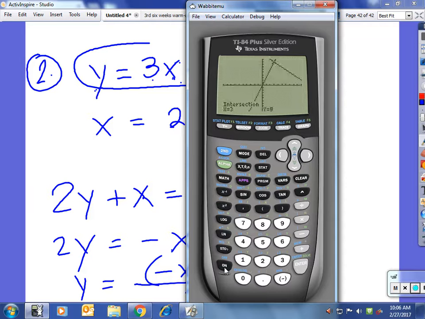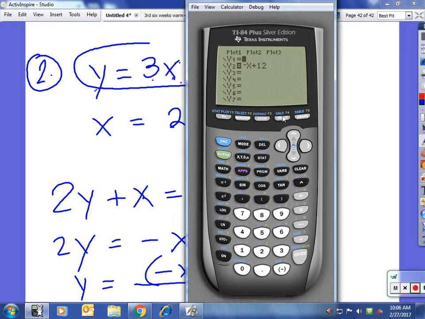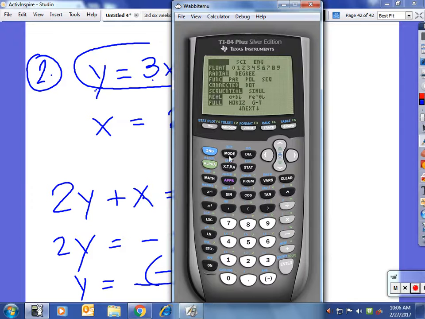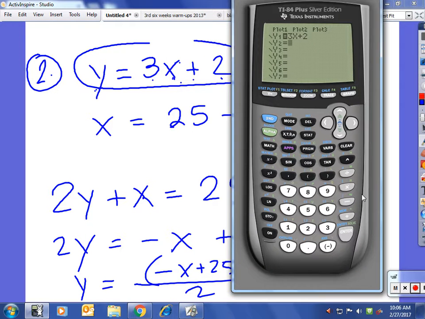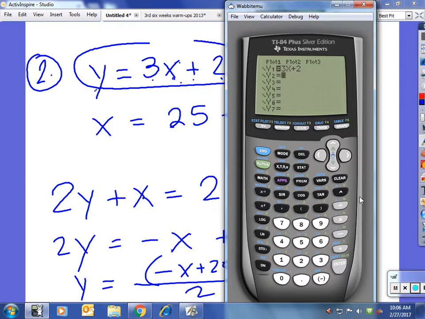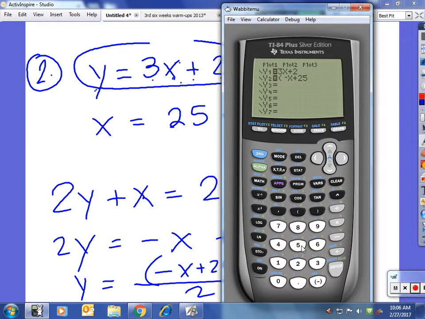All right, so let's go to y equals. We already had one ready to go. Y equals 3x plus 2. The bottom one, now you got to be careful. If you don't want to individually divide everything by 2, then you have got to put parentheses. Negative x plus 25 in parentheses, whole thing divided by 2.